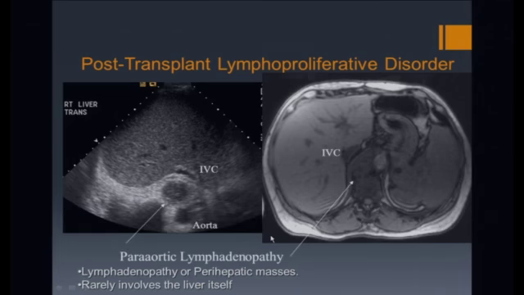PTLD rarely involves the liver itself. It appears in the form of lymphadenopathy or perihepatic masses. In this patient here, we see a hypoechoic solid structure between the IVC and the aorta, which is a large aortocaval lymph node.